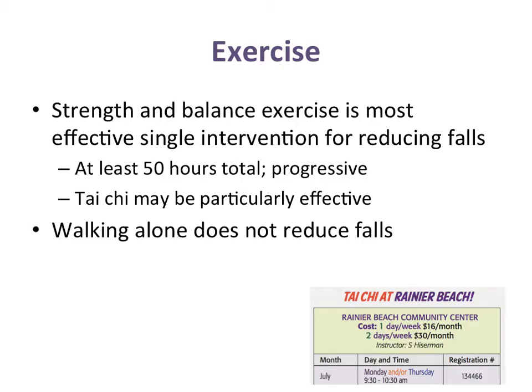Strength and balance exercise is the most effective single intervention for reducing falls. This exercise program should be at least 50 hours total, such as 1 hour twice a week for 25 weeks, with a progressive increase in difficulty. Tai Chi may be particularly effective. Walking is good for older patients, specifically for cardiovascular health, but does not reduce falls.